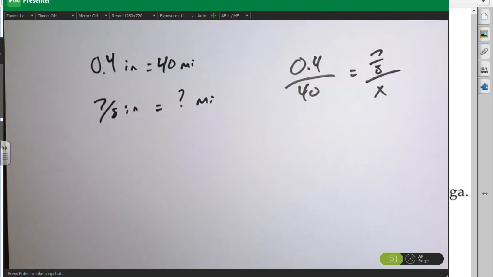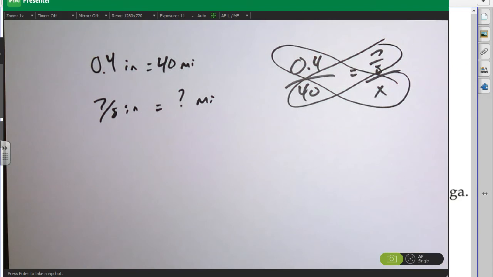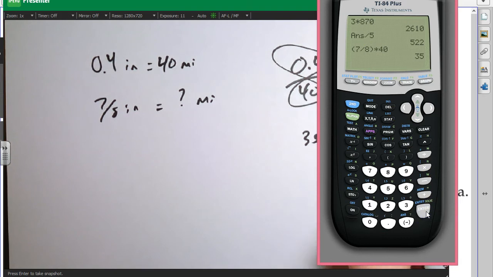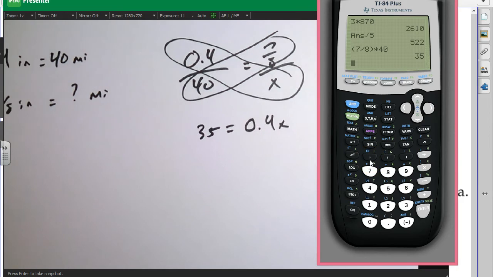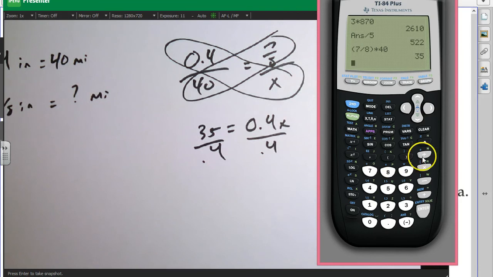And this is perfectly fine to just leave it like this, because I'm just going to cross multiply. I'm just going to go grab my calculator to do that. So I can do on the calculator 7/8 times 40. And when you do it on the graphing calculator like this, you have to do fractions in parentheses. So I get 35, and that equals 0.4x. Okay. And then divide by 0.4. So 35 divided by 0.4, which gives me 87.5 miles.